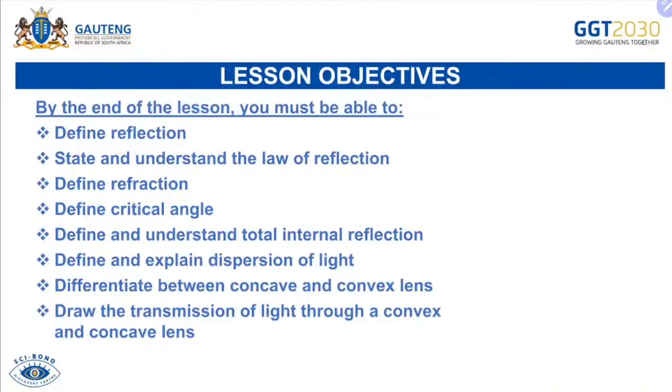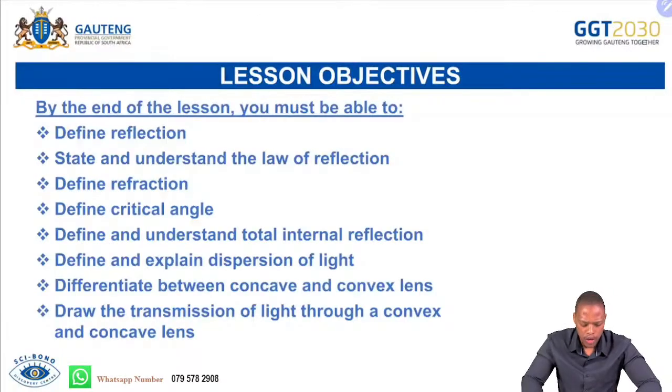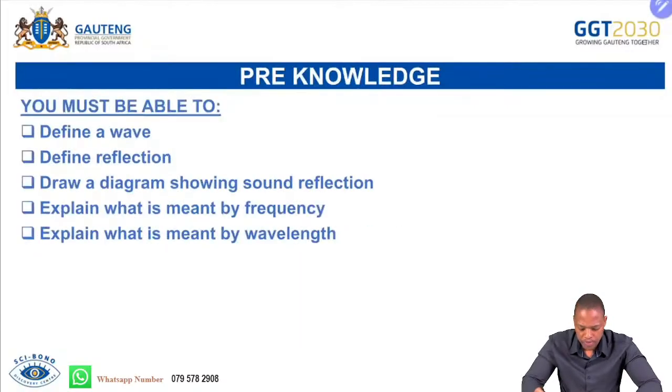For today, our lesson objective is that by the end of the lesson, we must be able to define what reflection is. We must be able to state and understand the laws of reflection, define refraction, define and understand what critical angle is, define and understand total internal reflection, and also define and explain dispersion of white light, differentiate between concave and convex lenses, and draw the transmission of light through a concave and a convex lens. Those are the objectives for today.